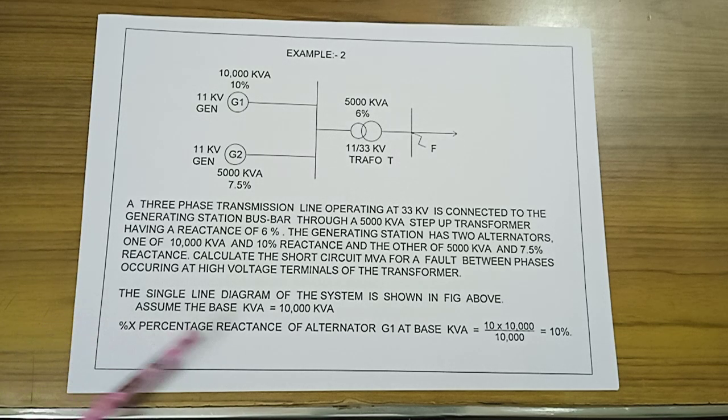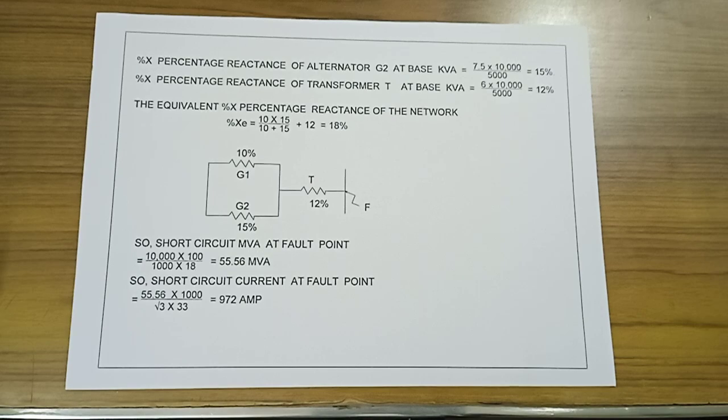Assume the base kVA 10,000 kVA. Percentage reactance of alternator G1 at base kVA is equal to 10 into 10,000 divided by 10,000, which is 10%. Okay, next. Percentage reactance of alternator G2 at base kVA is equal to 7.5 into 10,000 divided by 5,000, which is 15%. Percentage reactance of transformer T at base kVA is 6 into 10,000 divided by 5,000, which is 12%.